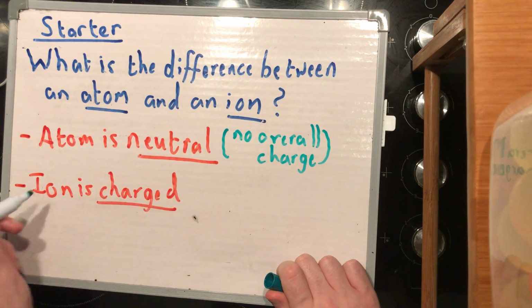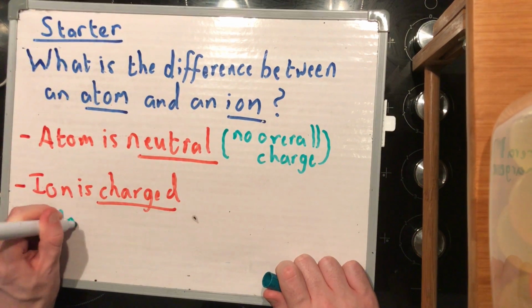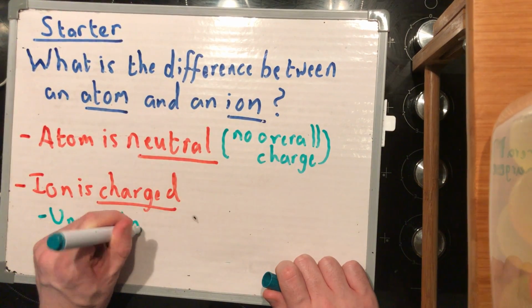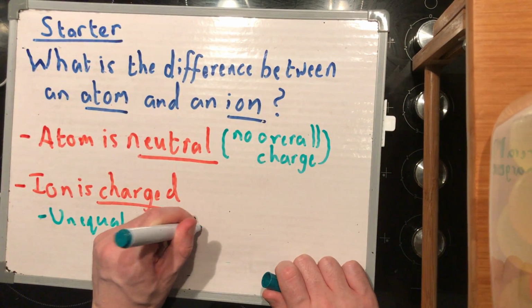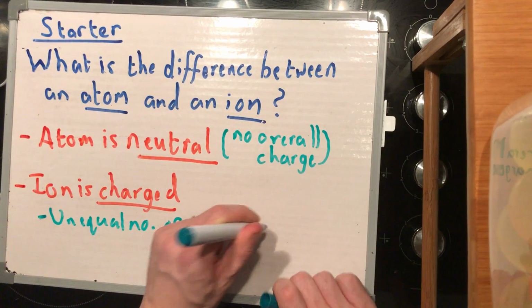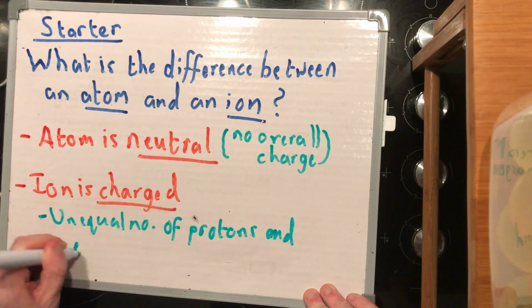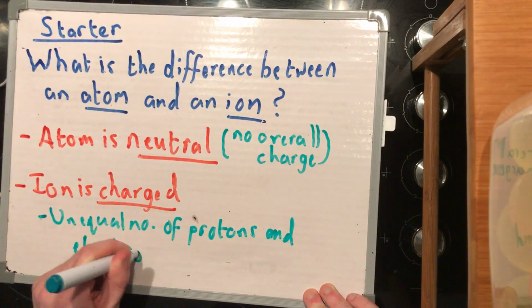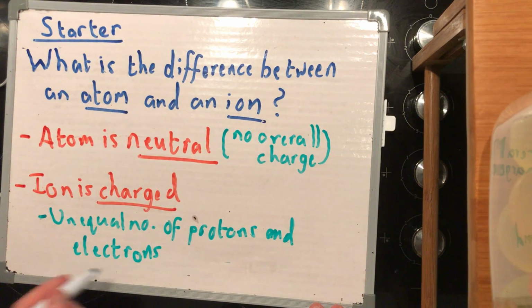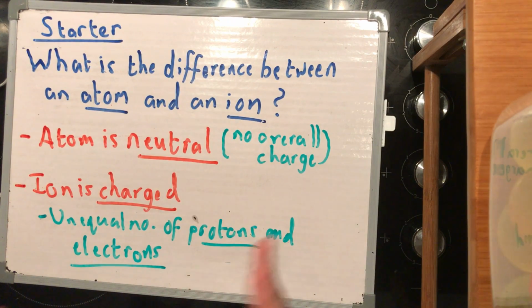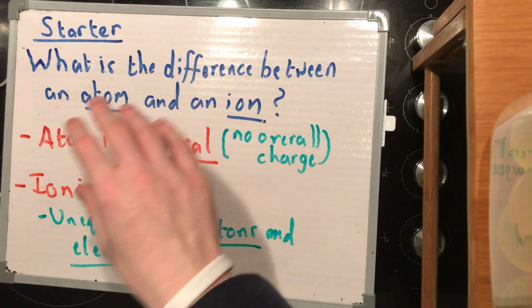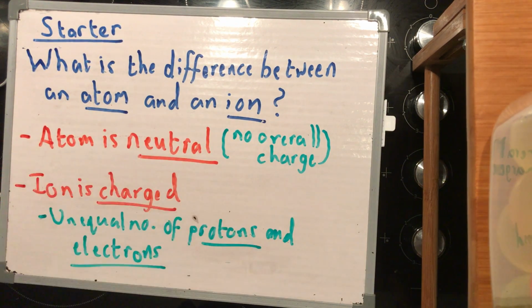What that therefore means, from what we've just seen, is an unequal number of protons and electrons. I don't need to talk about neutrons because they are neutral, clue in the name. So if the number of protons and electrons is not equal, the overall charge is not 0. The atom is no longer neutral, it is charged, and so we call it an ion. That is the solution. Hopefully I've been able to model that for you as well.